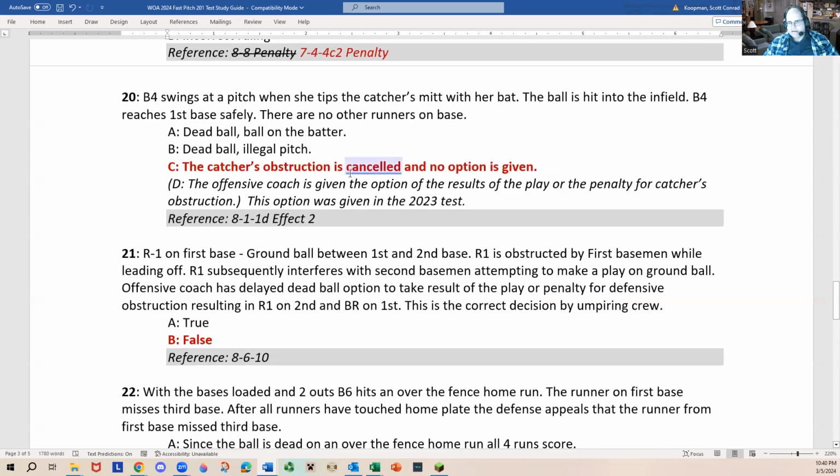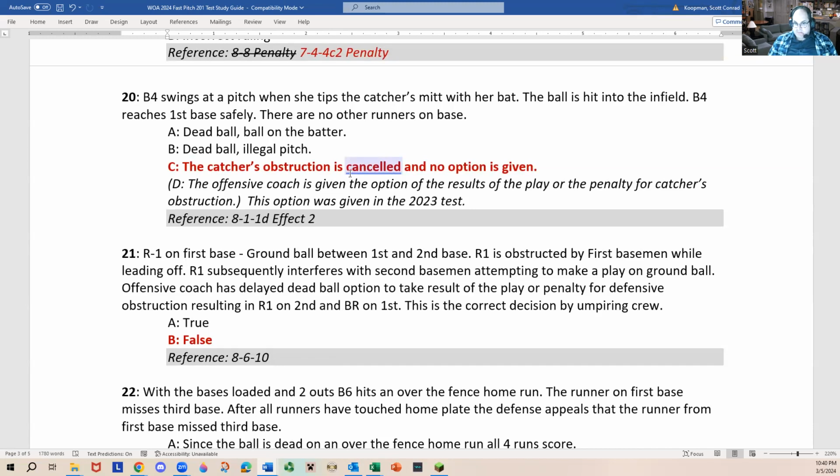Question 20. B4 swings at a pitch when she tips the catcher's mitt with her bat. The ball is hit into the infield. So we swung, we hit the catcher's mitt as we were swinging through, but still hit the ball, fair territory. B4 reaches first base safely. In other words, the batter gets there. There are no other runners on base. What do we have? Well, as soon as the bat hit the mitt of the catcher, we have a delay dead ball on catcher obstruction.